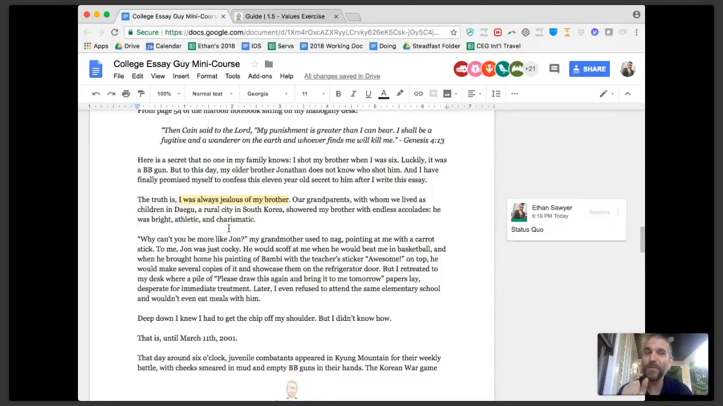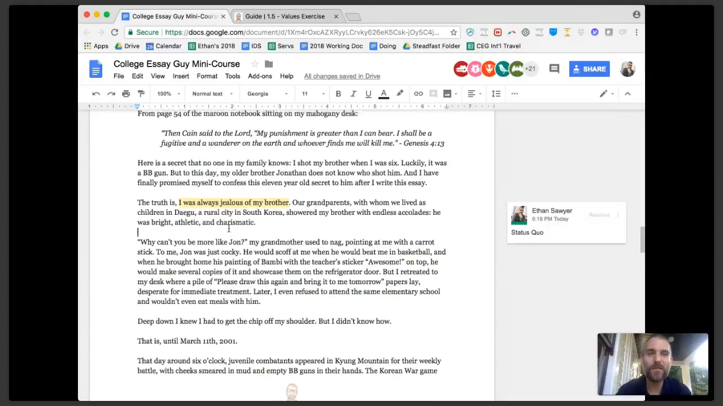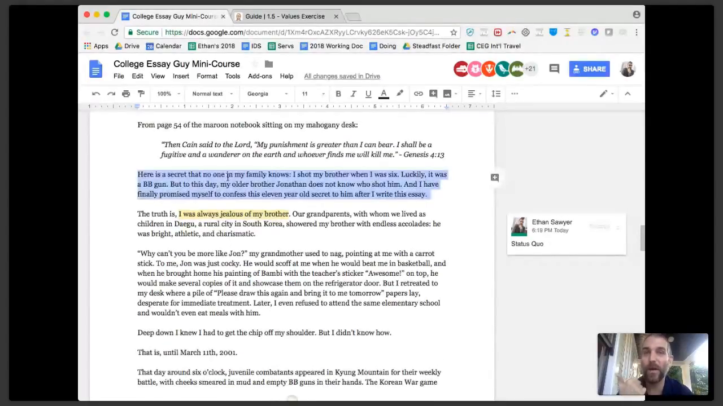So there are a couple things strategically that this author's doing. He's raising some questions at the start of this essay. Why did he shoot his brother? Did his brother die? What happened? What's going to happen when he tells his brother at the end, after I write this essay? Are we even going to find out how his brother reacted? So there are all these questions that it's raising for us, and they're interesting questions. And that's one important key to the narrative structure.